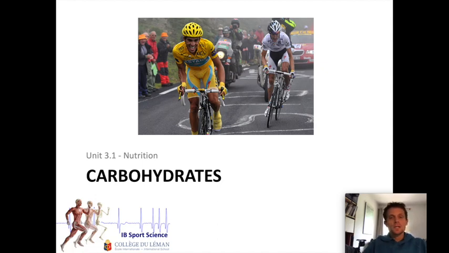Hello and welcome to this lesson where we're going to be talking about the different types of macronutrient in a little bit more detail, what they're used for by different athletes and their relevance in sport, and also their actual chemical structure and how they're grouped together. Firstly, we're going to start by looking at carbohydrates.